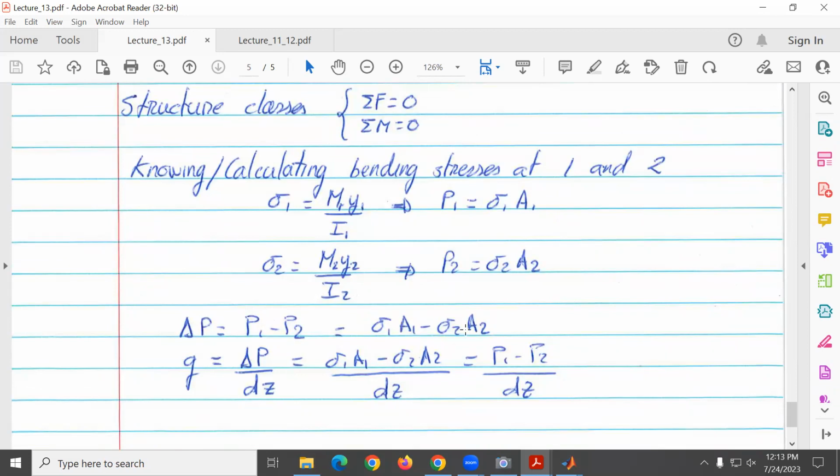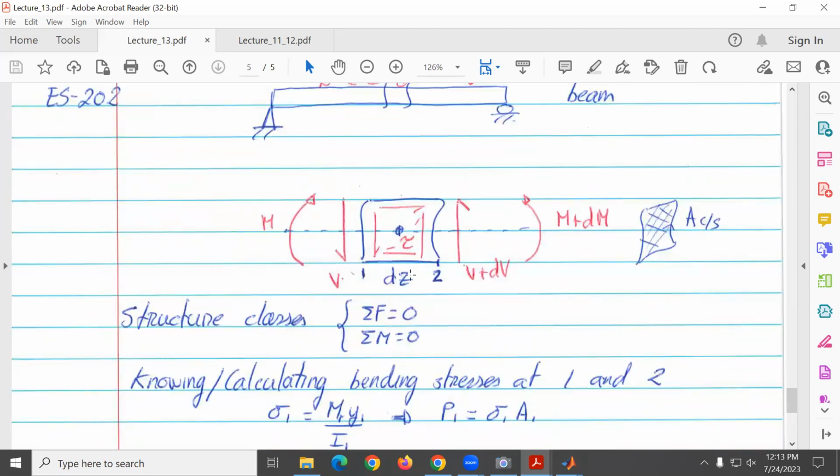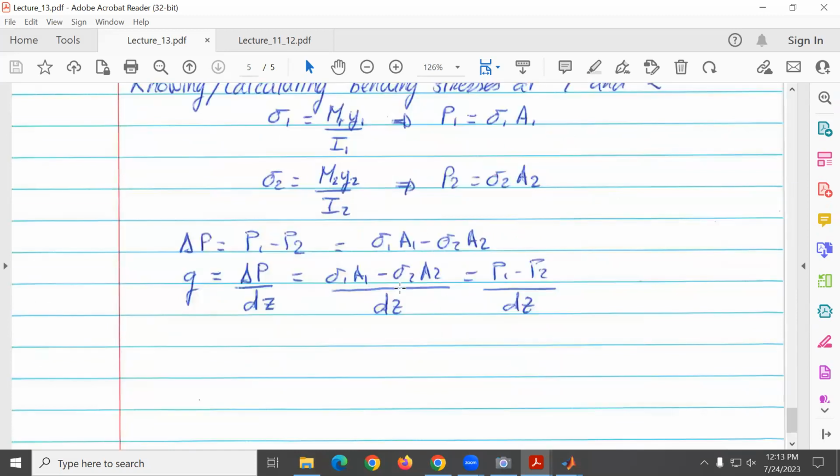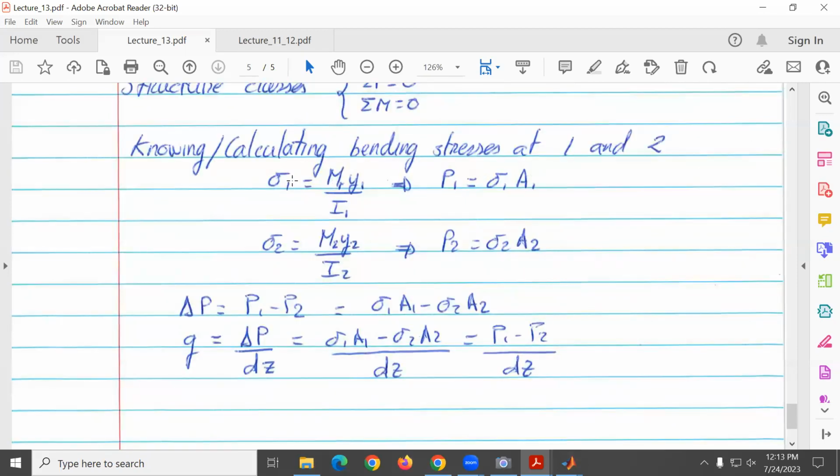Okay, I use B's, but here I put A. And then the shear flow will just be the difference between those two forces divided by the length over here, dz. So this is a very simplified way to explain it. Do you have any questions about the concept?